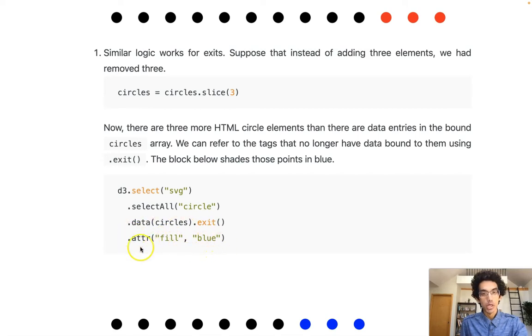Here I'm just shading in those 3 elements that it's considering to remove, because it just looks at the last few HTML tags and it recognizes the difference in the sizes. So it's going to plan on removing those last few HTML tags so that the number of tags matches the number of elements in this array.